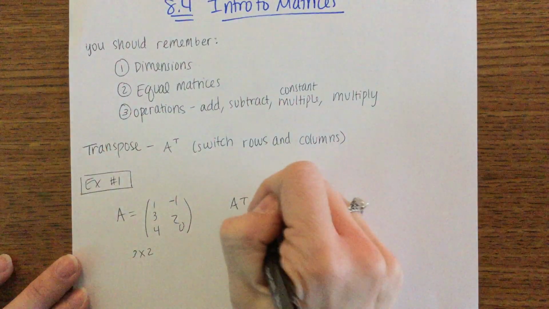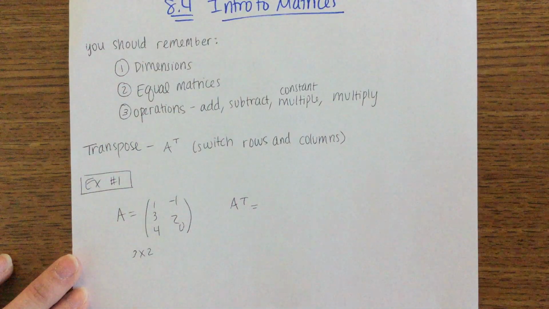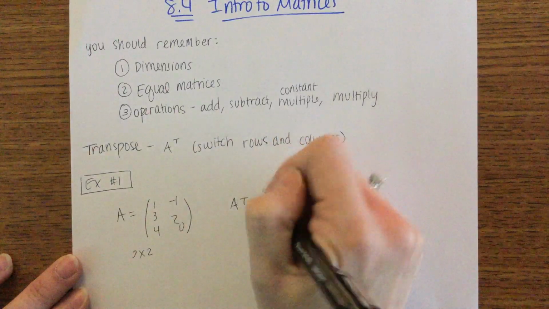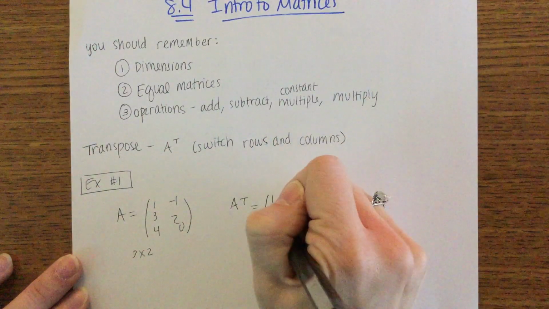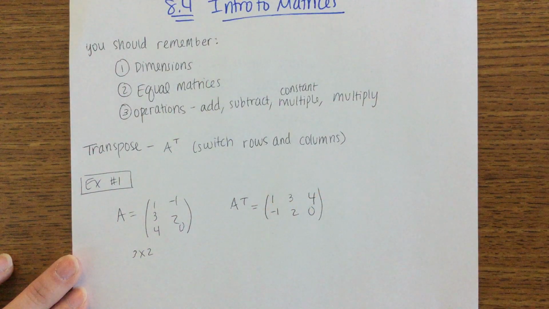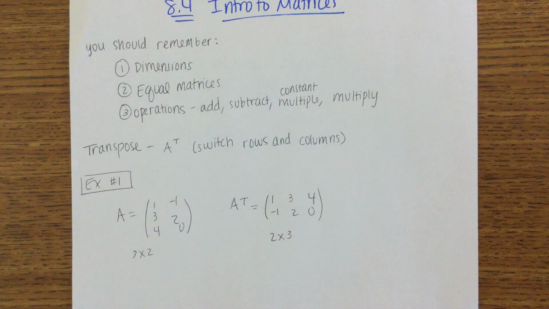Okay, transpose of a matrix. Every row becomes a column, or every column becomes a row. So in this case, first column is going to become the row 1, 3, 4. Second column will become the row -1, 2, 0. So this matrix then is 2 by 3. Have you guys seen transpose before?